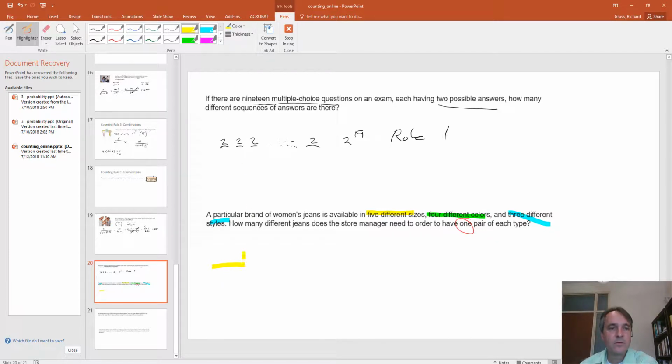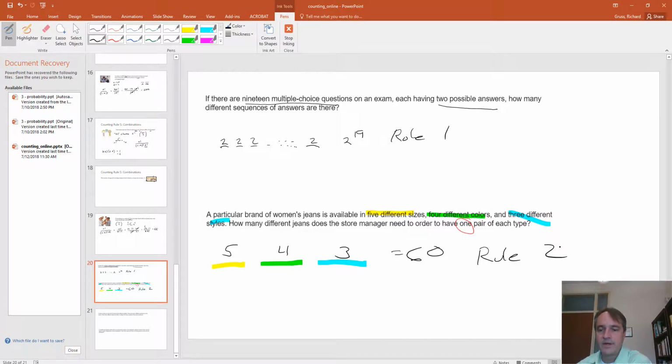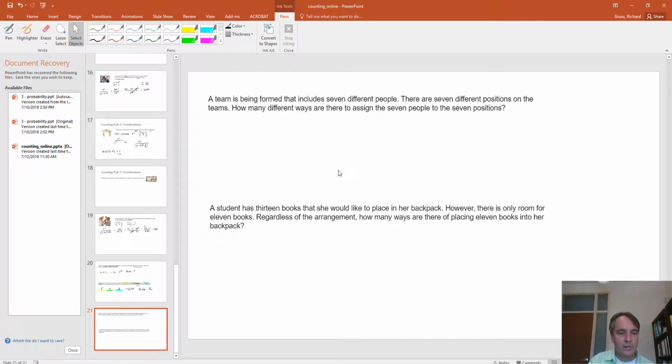Okay, so we've got a size blank, and we've got a colors blank, and we've got a styles blank. Okay, so let's see, this is going to be 5 and 4 and 3. Okay, so 20 times 3 is 60. So the manager has to order 60 of those. And this, you'll recognize, was rule 2. Okay, let's take a look at a couple more.